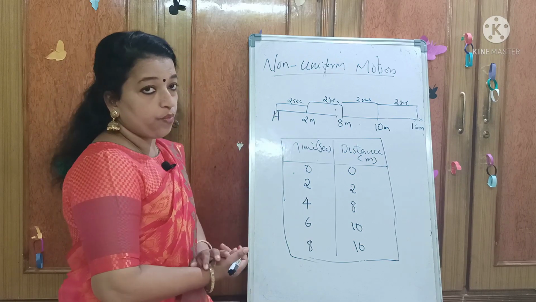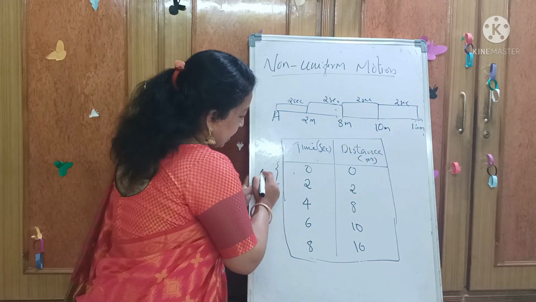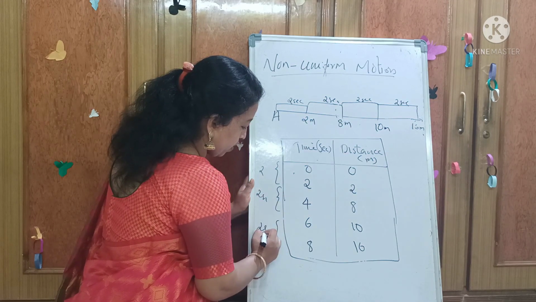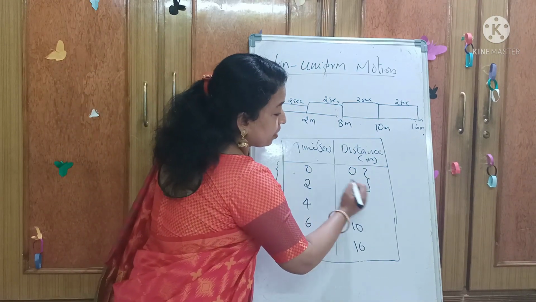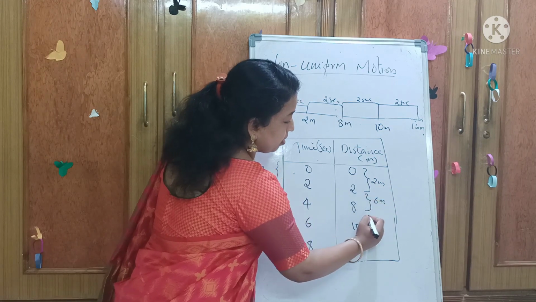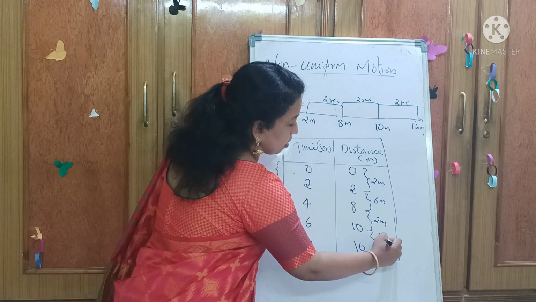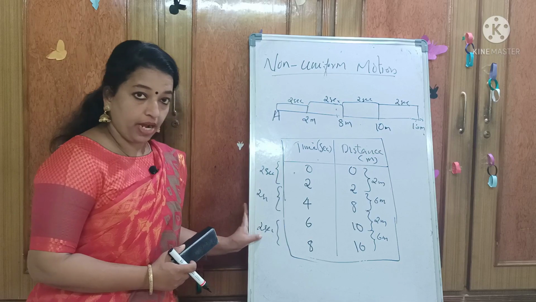So here, what can you observe? The difference between the time intervals is 2 seconds only. And the difference between the distances: here 2 meter, here 6 meter, here again 2 meter, again 6 meter. So you can see here equal intervals of time.